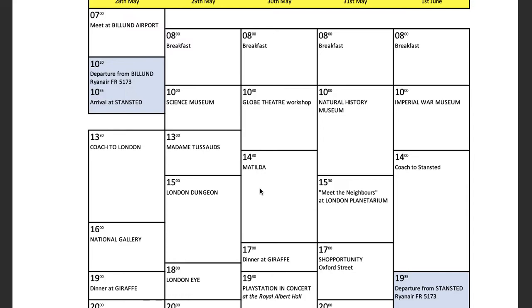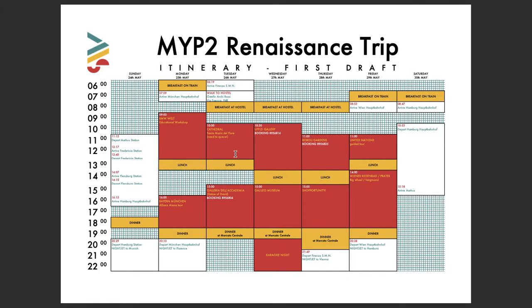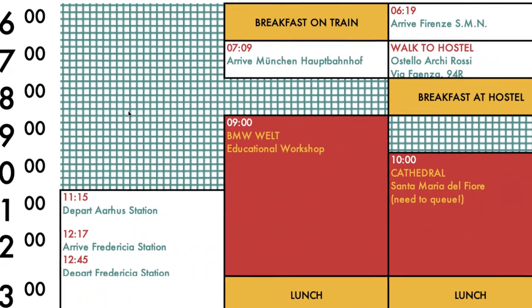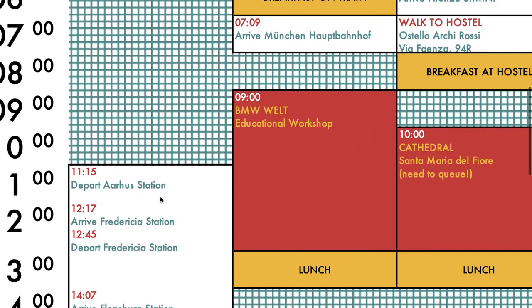So let's have a look at something else. Okay, so this is the MYP2 trip that should have taken place in 2020, but was cancelled due to COVID. And it's pretty much a clone of the 2019 trip, which did go ahead. So we started on a Sunday, so it was quite a long trip.